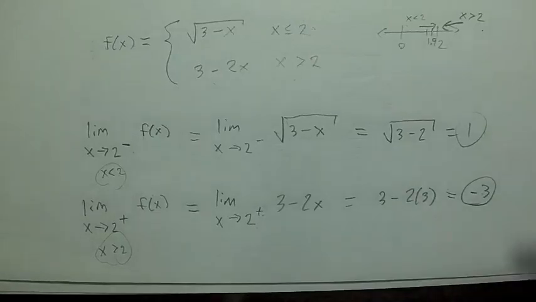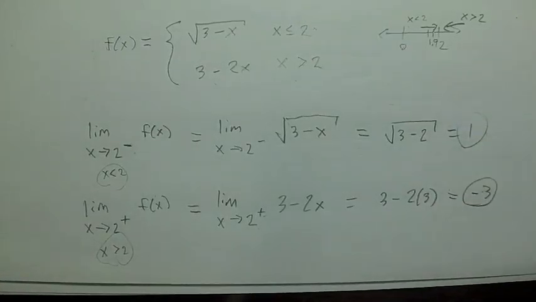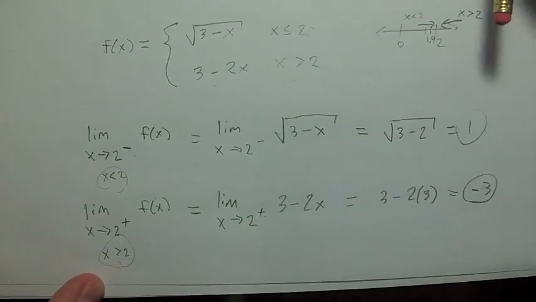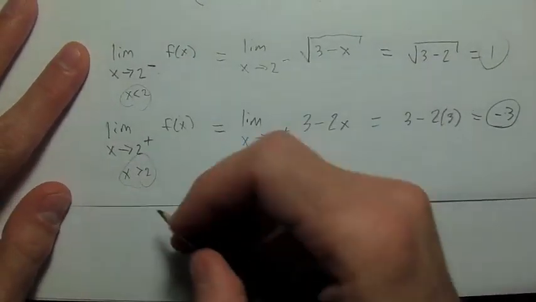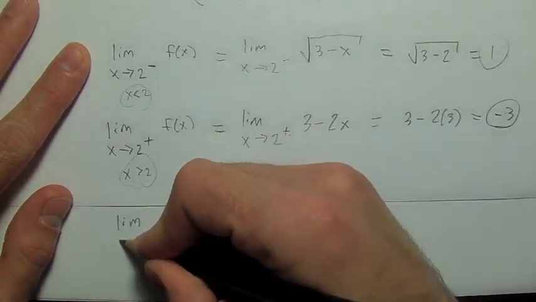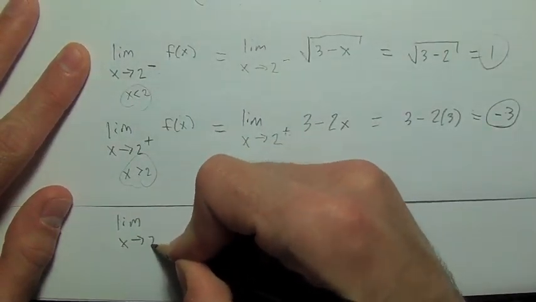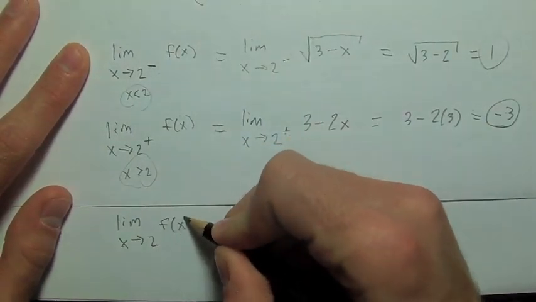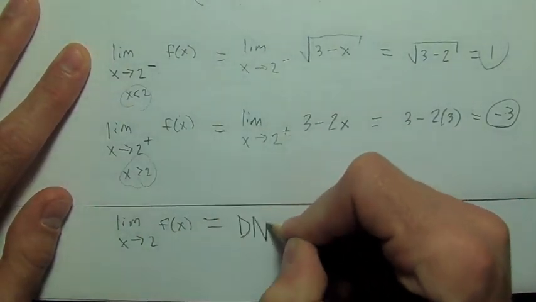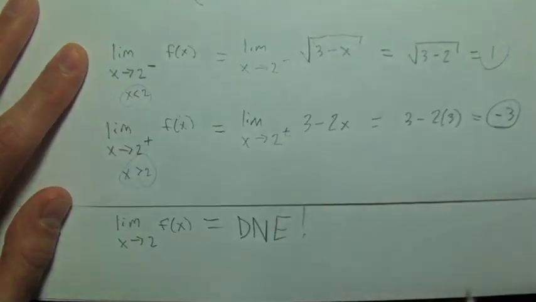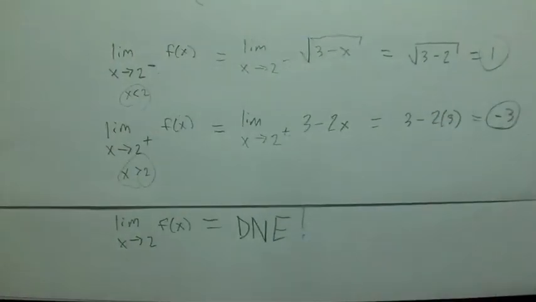Now, from looking at what we have here, what would you say about the actual limit as x goes to 2 of f of x, the two-sided limit? Well, clearly, it does not exist because the left-handed limit and the right-handed limit don't match.